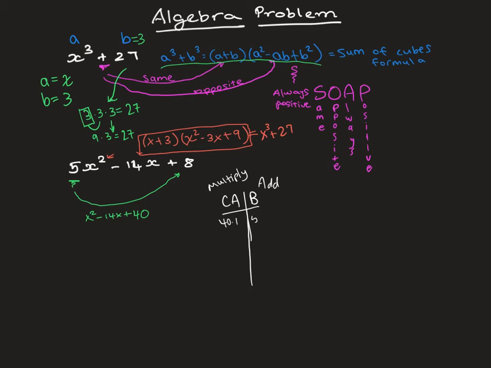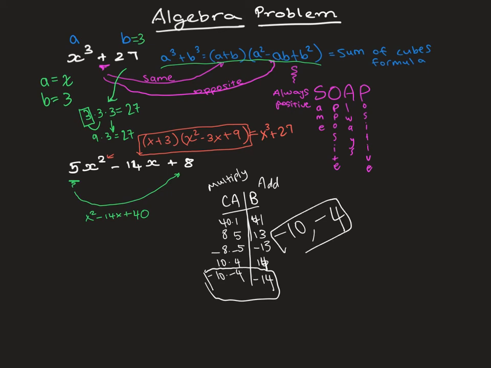That would be 41. Now we have 8 and 5, which gives 13. Now minus 8 times minus 5 gives minus 13. Now we've got 10 and 4, which add up to 14. Now minus 10 times minus 4 gives minus 14. So right here, these are our two numbers. Our two numbers are minus 10 and minus 4.